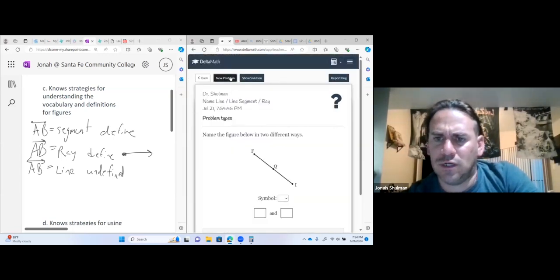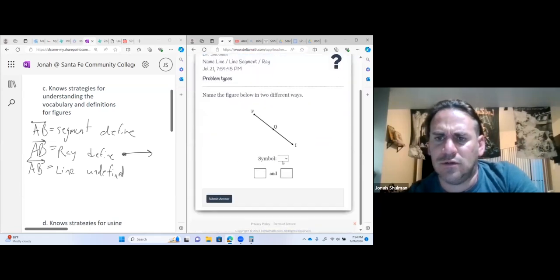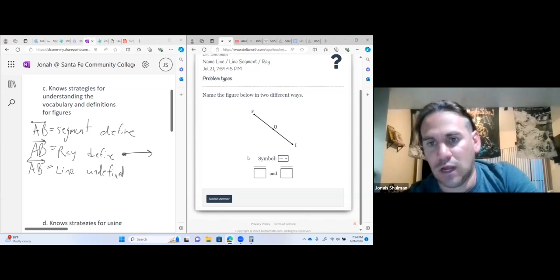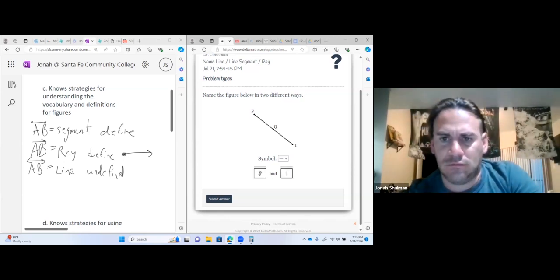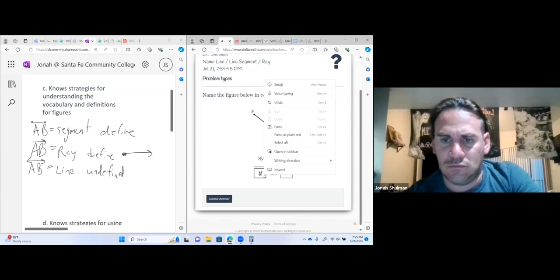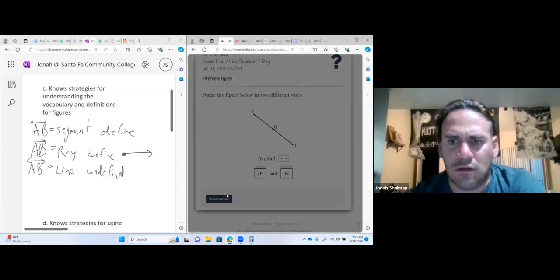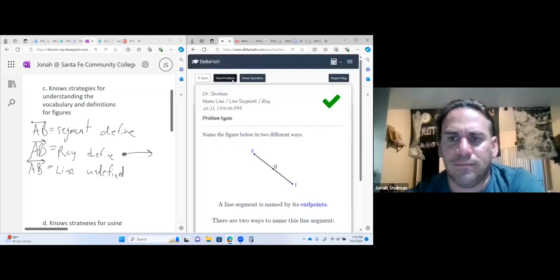Let's do one more. Okay. So if we want to name this figure, it's still a segment, it's not a line, but you can't stop here. We want the whole figure, so it's either FI or IF. Ta-da. And let's do one more.